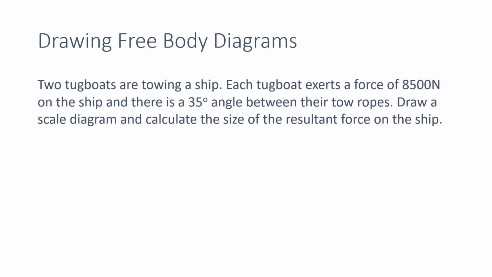2 tugboats are towing a ship. Each tugboat exerts a force of 8,500 newtons on the ship, and there's a 35-degree angle between their tow ropes. Draw a scale diagram to calculate the size of the resultant force on the ship. So this time I'm going to draw my diagram to a smaller scale. Here 1 centimetre will represent 1,000 newtons. So my first force will be 8.5 centimetres long.